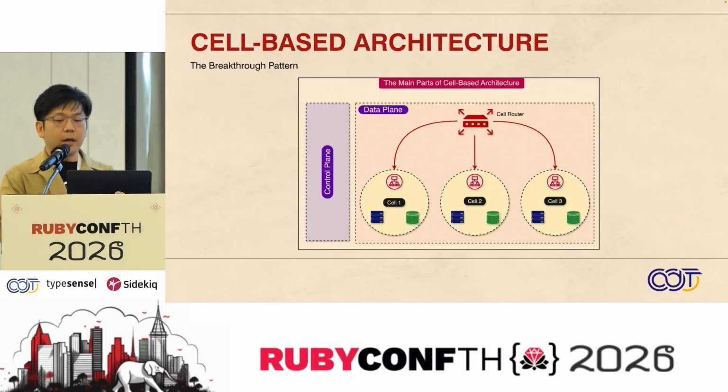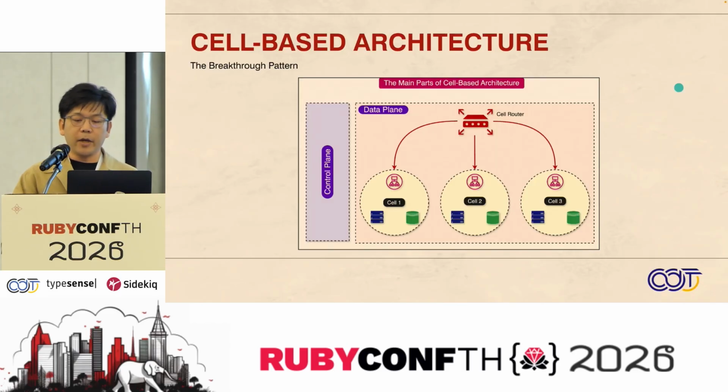So in summary, we have a control plane that tracks cells in its metadata, knows which tenant lives where, and orchestrates the lifecycle of cells. And the data plane is made of multiple independent cells, each a self-contained stack for a subset of your users.